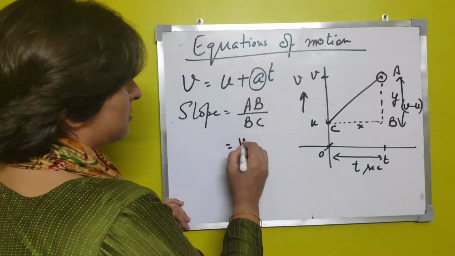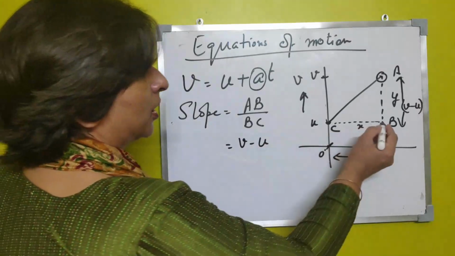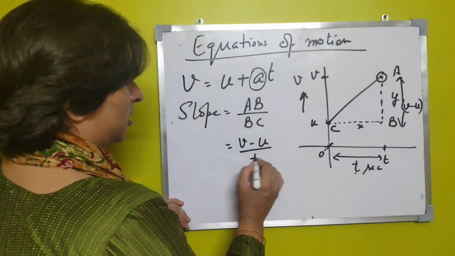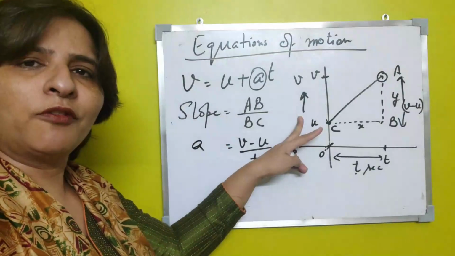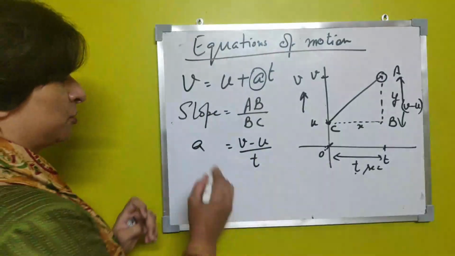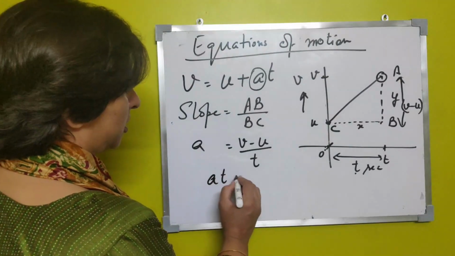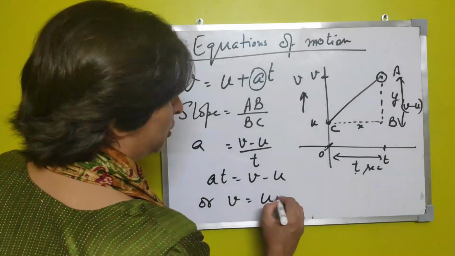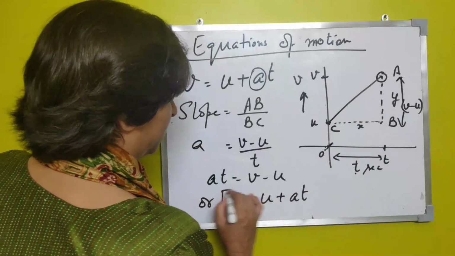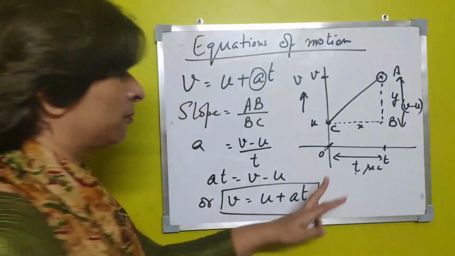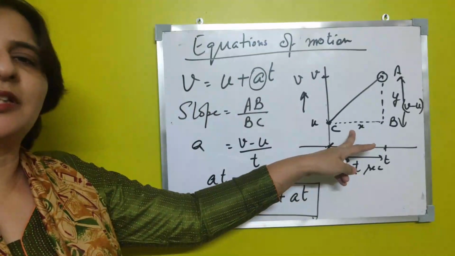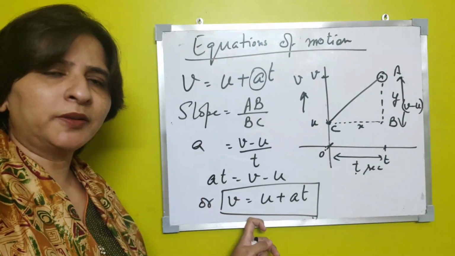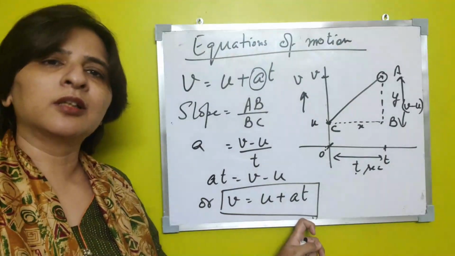So we can write it as v minus u, and this is parallel to time axis, t second, and slope of Vt graph always gives us the acceleration. So we can say a into t is v minus u, or v is u plus at. So this is how, by using the concept that slope of the Vt graph gives us the acceleration, we can derive the first equation of motion relating these four physical quantities.